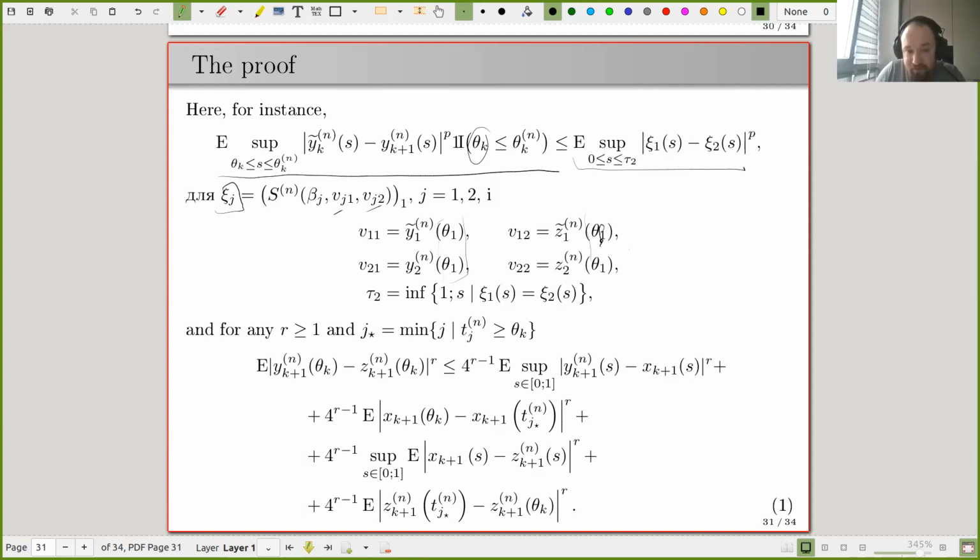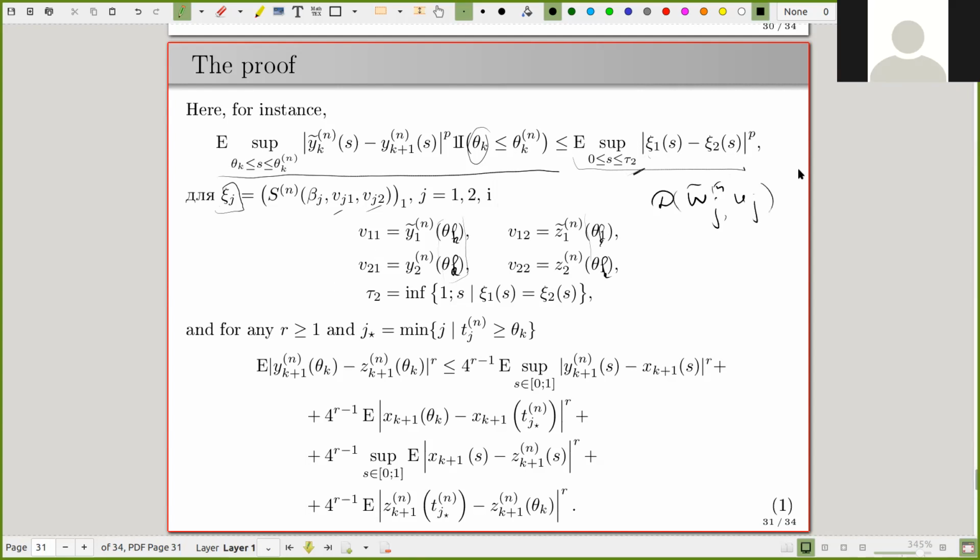Here should be k, of course. And these Brownian motions are independent of this VEG. And tau 2 here is the moment this size meet. For other summands, it is needed to introduce, for instance, dw and g, u corresponding u, and so on. But it all goes down to some estimate of this type.